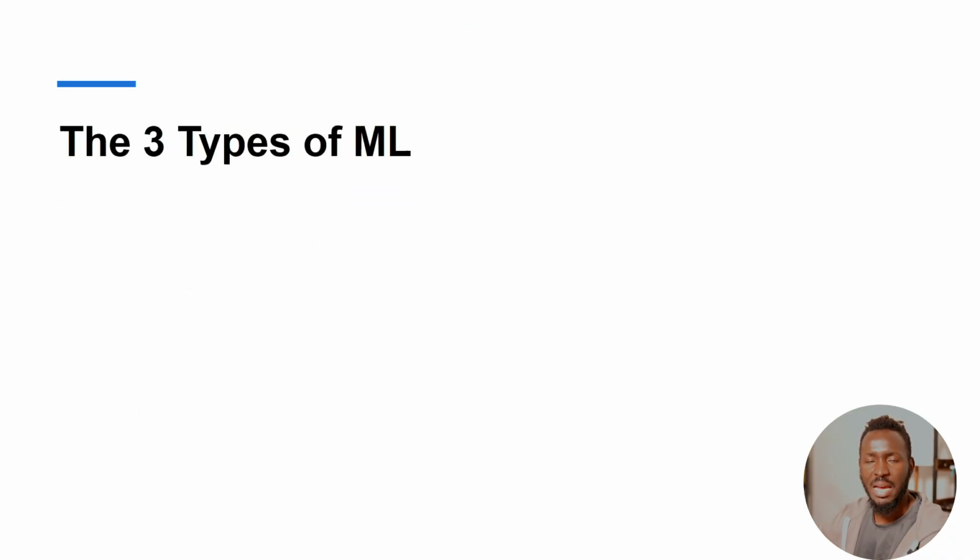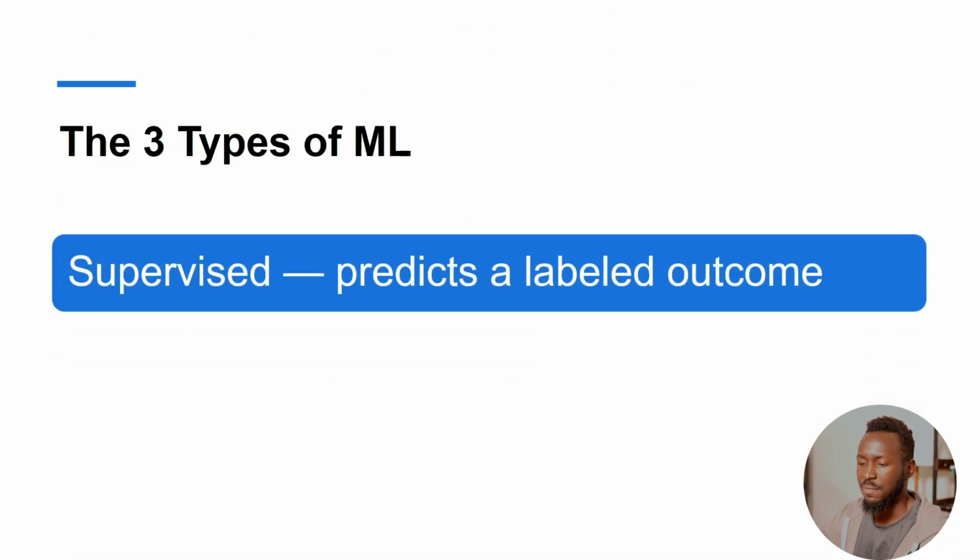Let's look at the three types of machine learning. We have three main types. The first one is supervised machine learning. Supervised is where it predicts using a labeled outcome. So assume you already know the outcome. For example, you're trying to teach a computer to tell the difference between images of cats and dogs. Of course, you as a human being already know which one is a cat and which is a dog. So it's already labeled. That's called supervised learning.